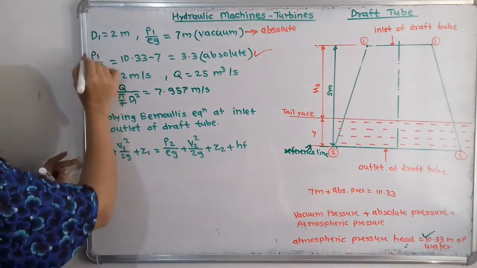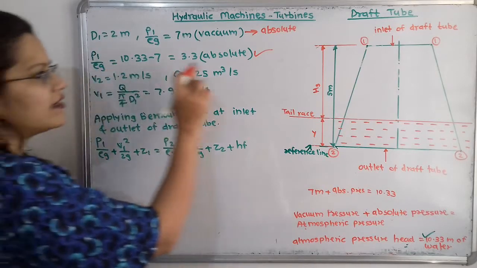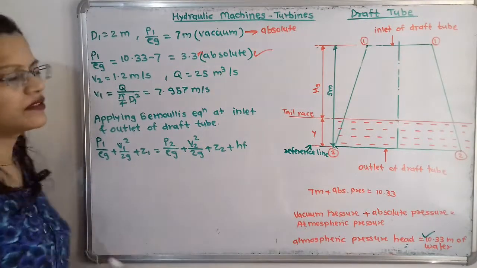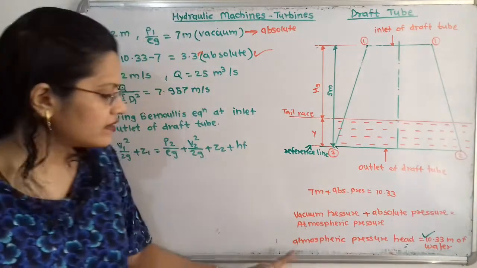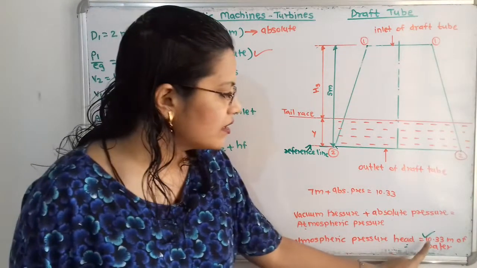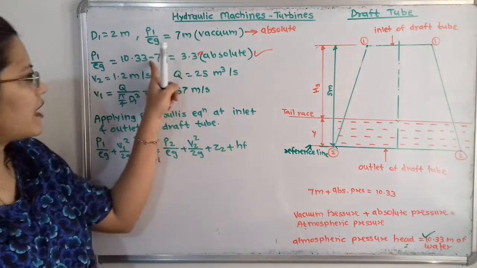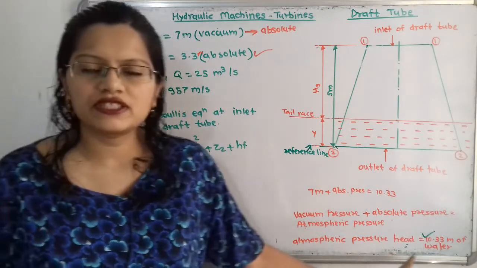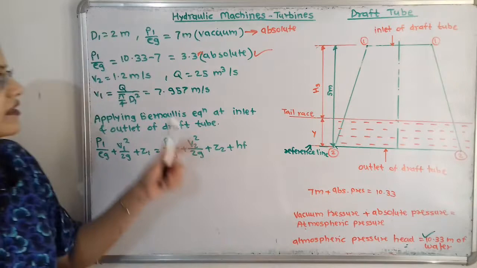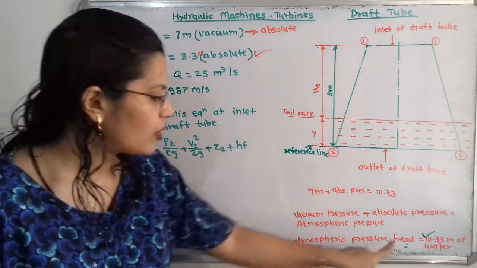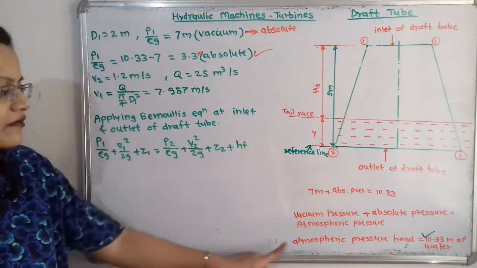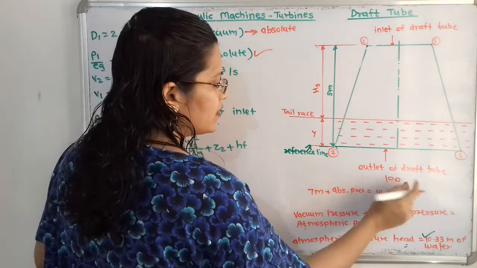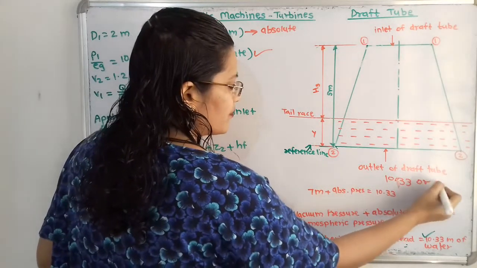So we can say that P1 by rho g, that is, the absolute pressure head at section 1, is equal to 3.3 meter. So here the unit is meter. Remember that when we take atmospheric pressure head in meter of water, then we have to take absolute pressure, and when we take atmospheric pressure head as 0, then we will get the vacuum pressure. So it depends on what atmospheric pressure we take. Either we can take 10.33, so this is very important, we have to take 10.33 or 0.